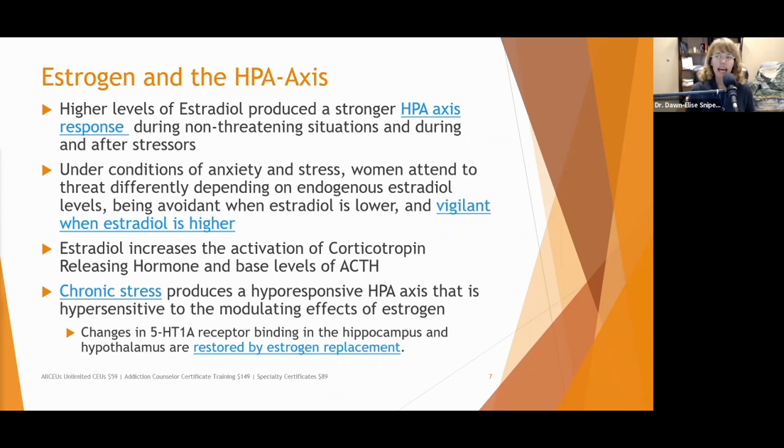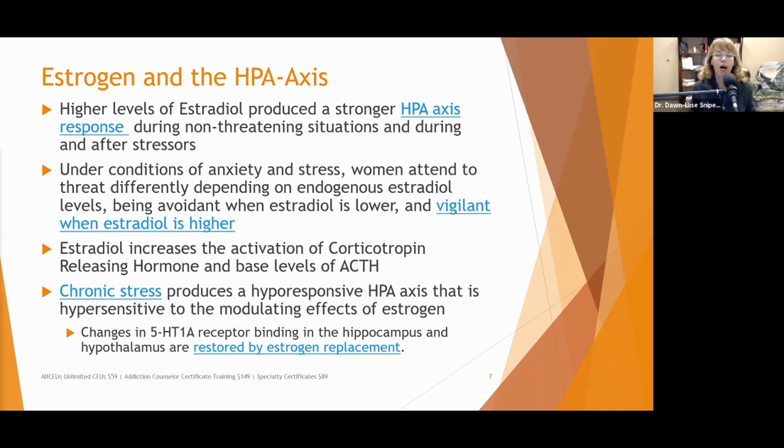Estradiol increases the activation of corticotropin releasing hormone and base levels of ACTH. Back to that HPA axis. When we get stressed, the brain releases corticotropin releasing hormone, which causes the release of cortisol, and ACTH is another one of those chemicals that's involved in releasing norepinephrine and adrenaline. So estradiol increases the activation of those chemicals, which goes in sync with the fact that when estradiol levels are higher, we tend to have a more potent HPA axis response.